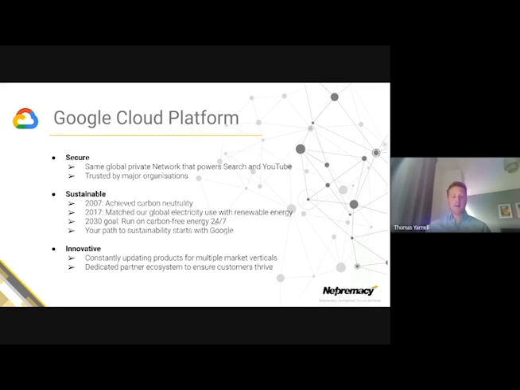And finally, I think innovation is a huge factor. The Google brand shouldn't be understated. They're constantly investing in new products and updating the products that we know and love and use every single day, and across a multitude of market verticals as well. I also think the partner ecosystem aligned to Google Cloud, something that NetPremacy is part of, is there to hold your hand through the process. Like Danny has just mentioned, we want to see you thrive. And for me, it's really exciting to build solutions and work with organizations to see you do really well as a result of partnering with Google.